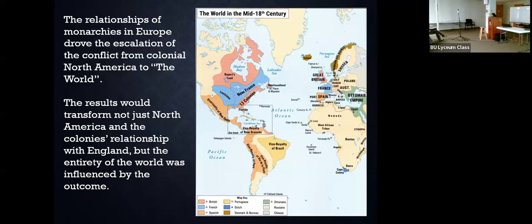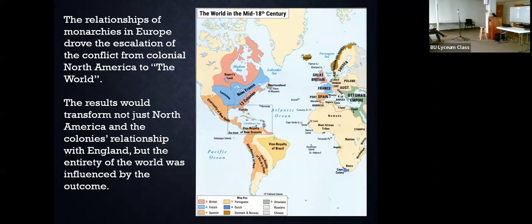And for some of you, you may remember that at the outset of World War I, Queen Victoria had family members in Russia, in Germany, in England. Out of the same family? Yeah. Okay. As an example. And the transformation that will take place would be global.